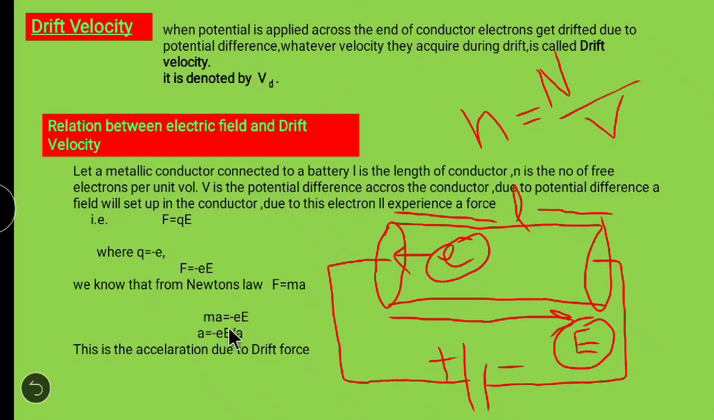So what would be the acceleration? Acceleration would be a is equal to minus small e into capital E upon m. This is the acceleration due to the drift force.